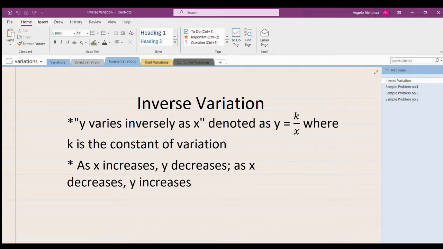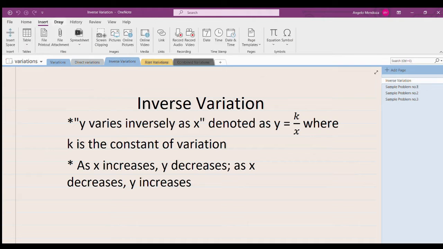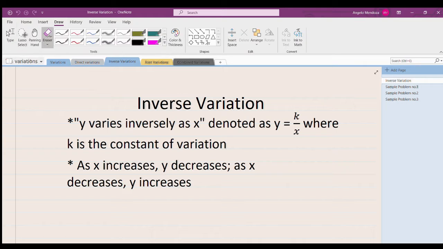So we're now with the second type of variation, which is called the inverse variation. When we say inverse variation, that is denoted by y is equal to k over x. So that is actually y varies inversely as x, where k is the constant of variation.